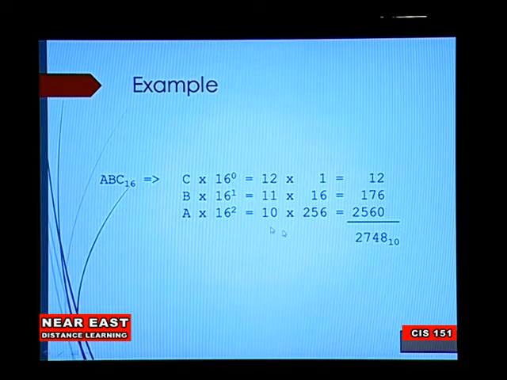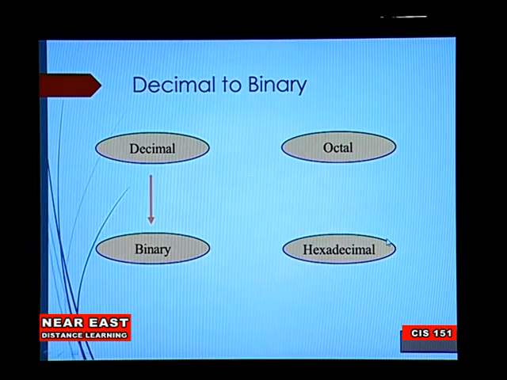We add these numbers, and it shows us the exact result of this number in hexadecimal and decimal. I'm sorry, it shows us the result in decimal, because we are converting from hexadecimal base 16 to the decimal of base 10. Now, we are going to convert from decimal to binary.